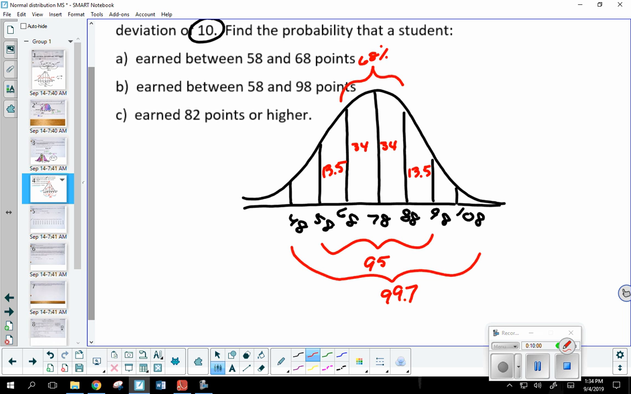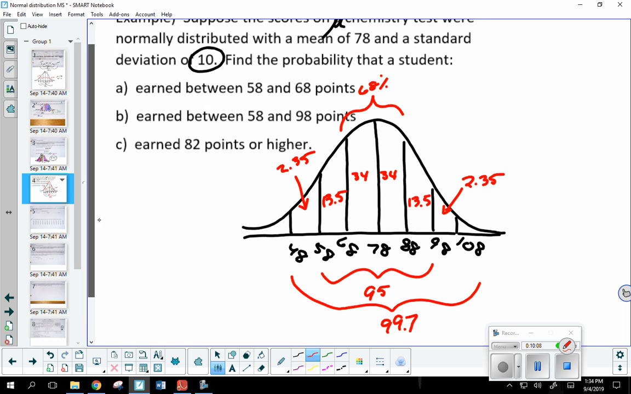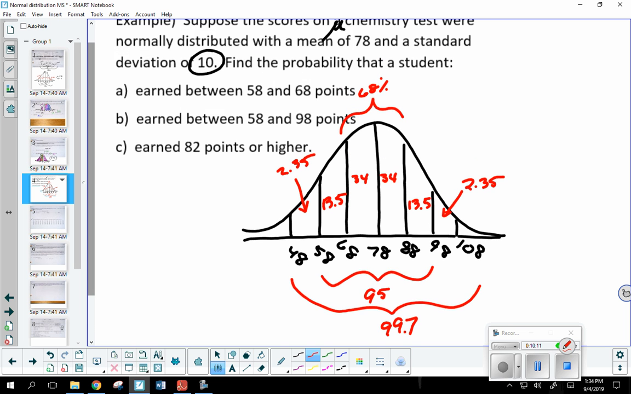35, there we go. So 2.35%. Now, some of these questions are going to be very specific about the exact standard deviations, but the last one is not. So I'm going to ask you what we do there. The first one says, find the probability that a student earned between 58 and 68 points.